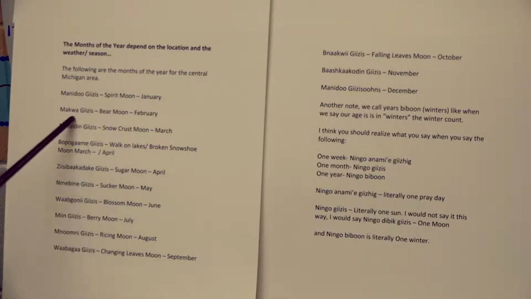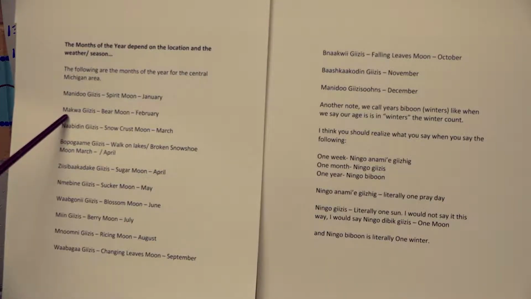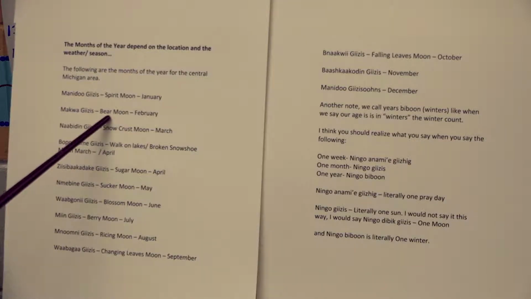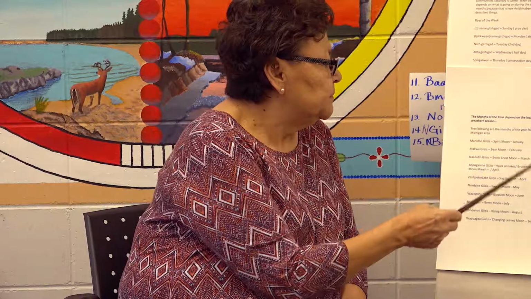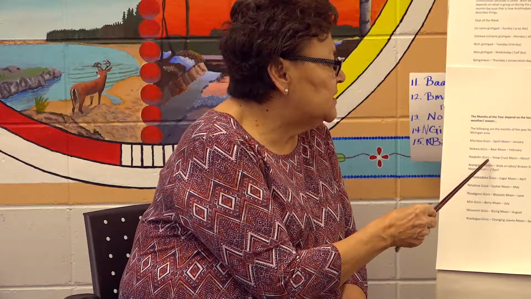February is known as Makwa Gises. And Makwa Gises means bear moon. So it is known in February, around the middle of February, towards the end of February, the bears are starting to stir in the den. They're going to give birth very shortly. Usually they say it's the very first foggy morning in February. That's when the little bears are born, the cubs. So Makwagises, February.